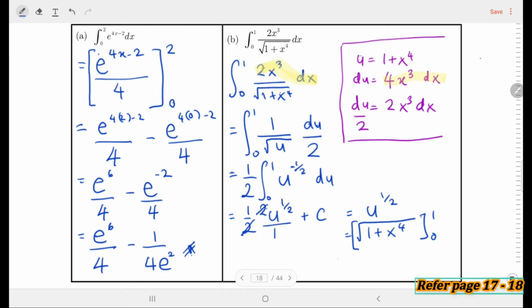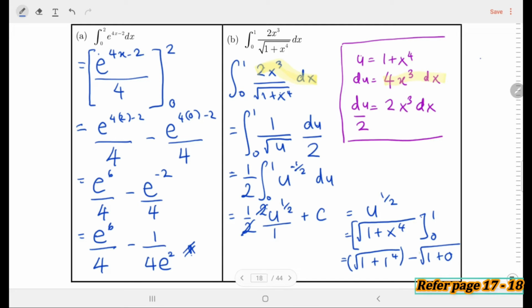Square bracket. So now we do a subtraction. So the square root of 1 plus 1 to the power of 4, minus the square root of 1 plus 0 to the power of 4, which is 0.